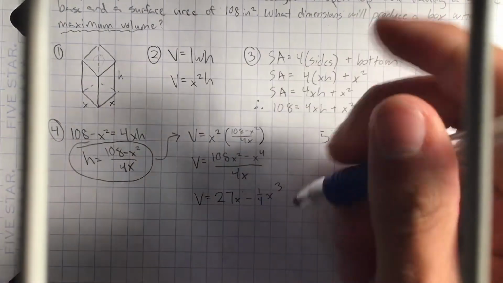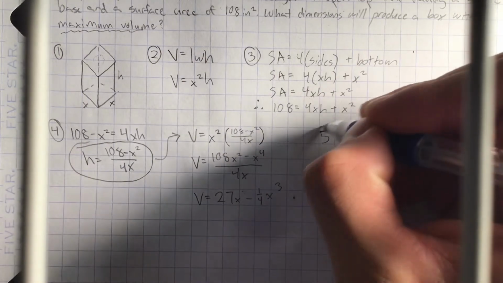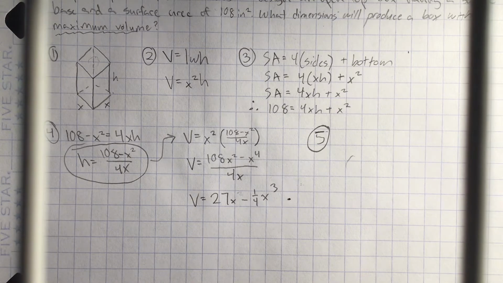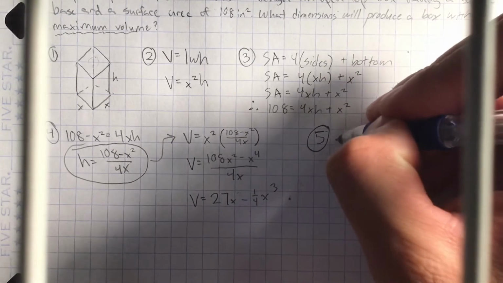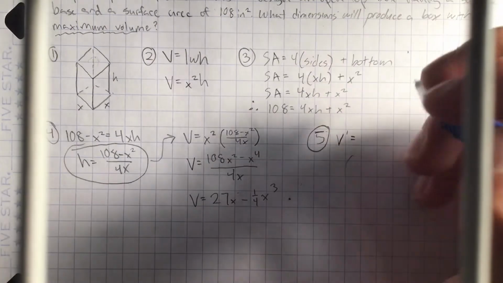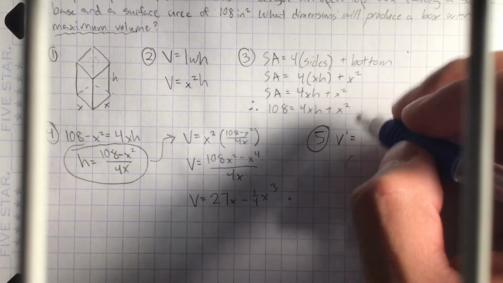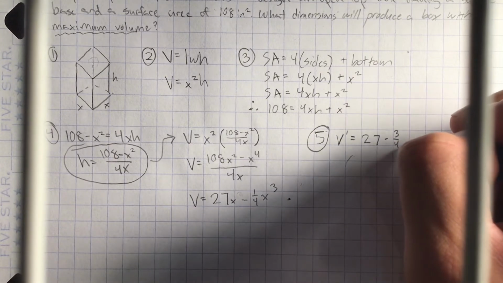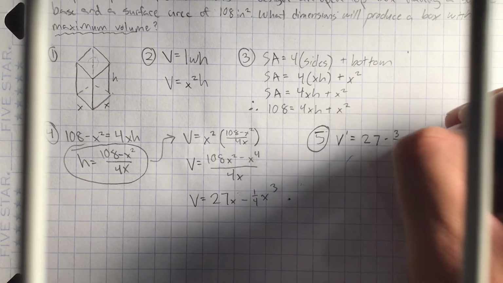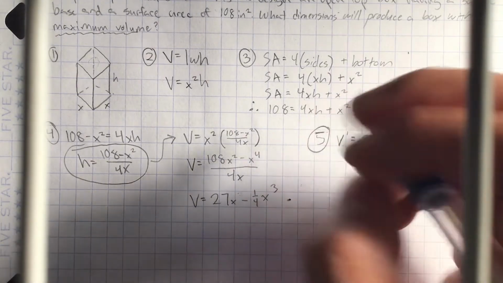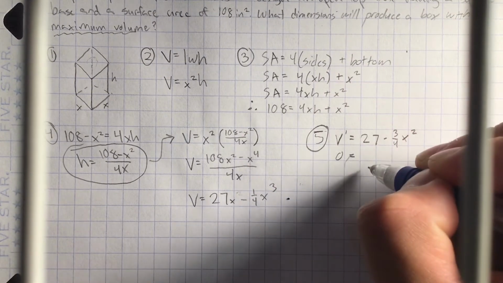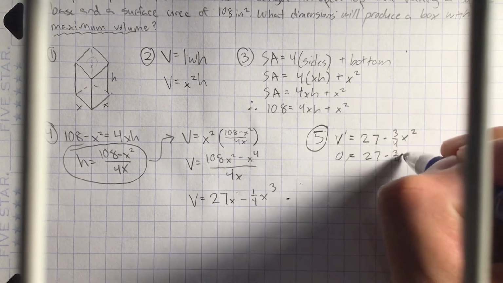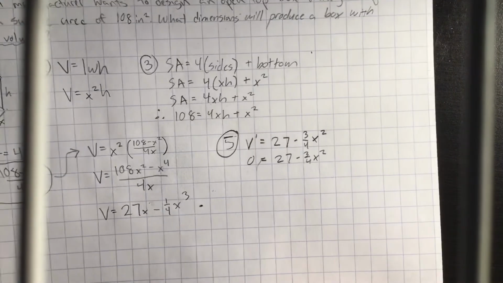Oops, pencil broke. Step 5 is to find the derivative and set it equal to 0. So v prime equals 27 minus 3/4 x squared. And then we set this equal to 0. 0 equals 27 minus 3/4 x squared. Make sure you guys can see that.